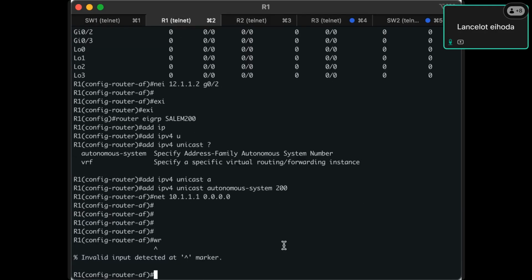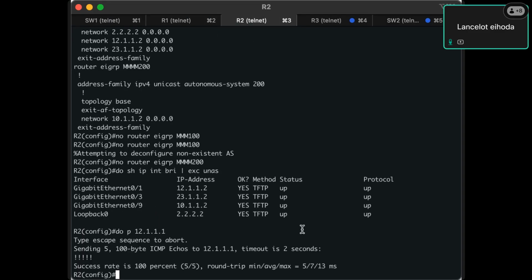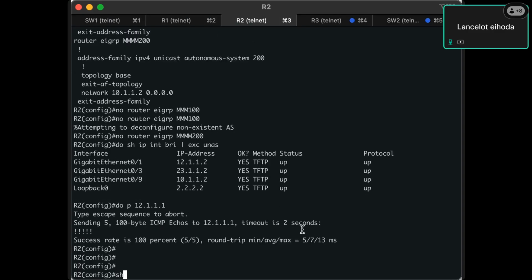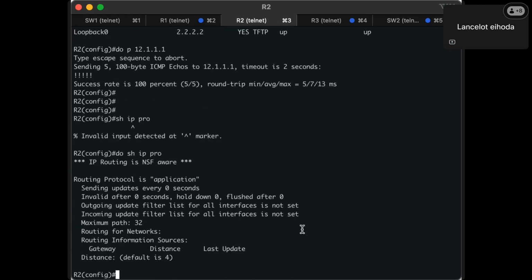Did I get an error? Oh, right. The configuration did not save. Yeah, it's saved now. Thank you. So let me show ip protocols to be sure we have nothing running here yet. So we have nothing running here yet.